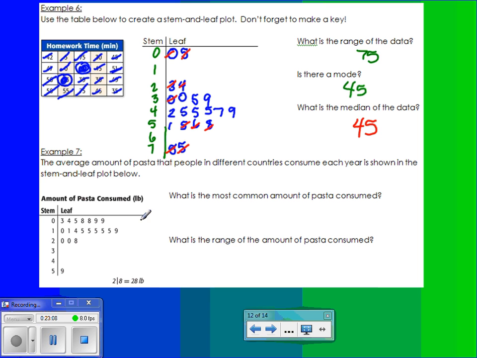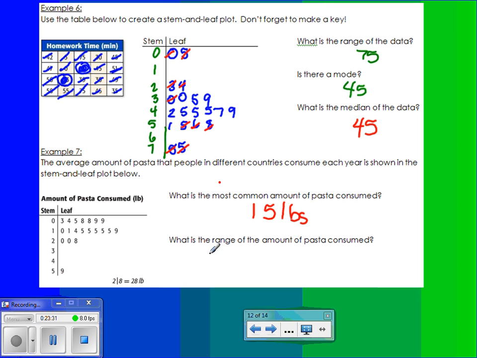Let's look at interpreting one of these. In example 7, what's the most common amount of pasta that was consumed? 15. Right here, all these 5s in a row, that's your mode, and the 10s place is a 1. So correct, 15 pounds. Thank you. It is a word problem. Good job.